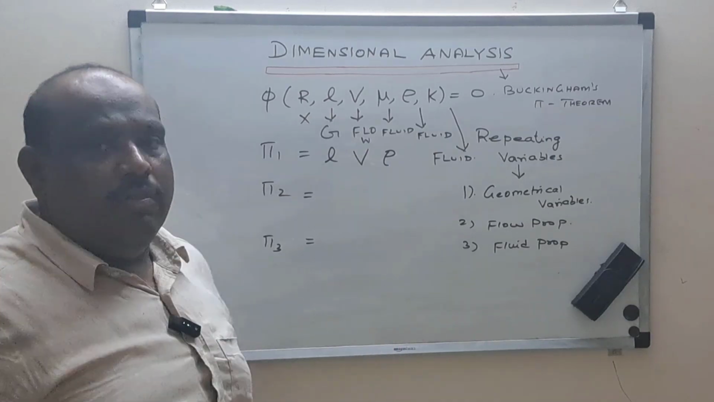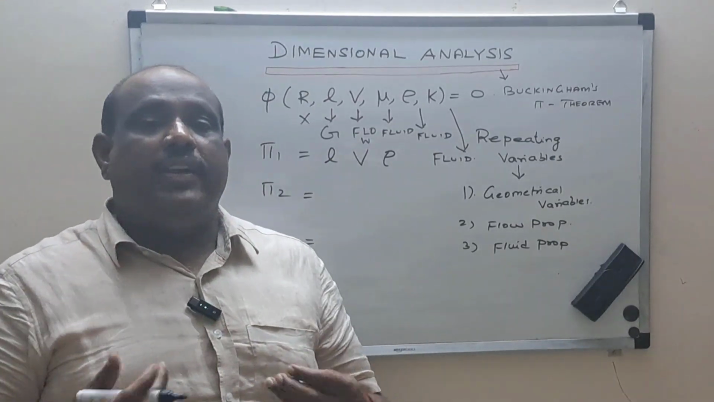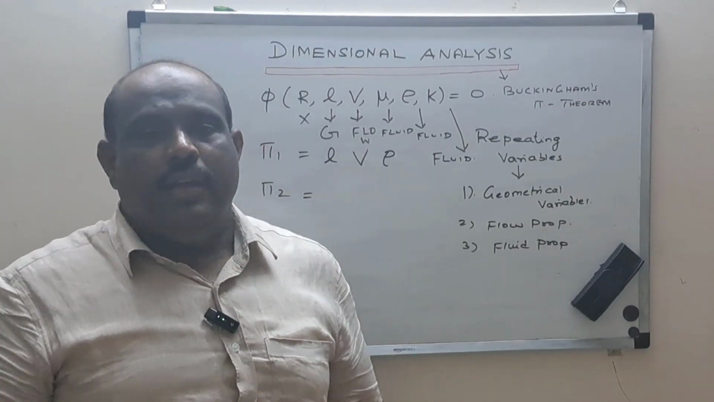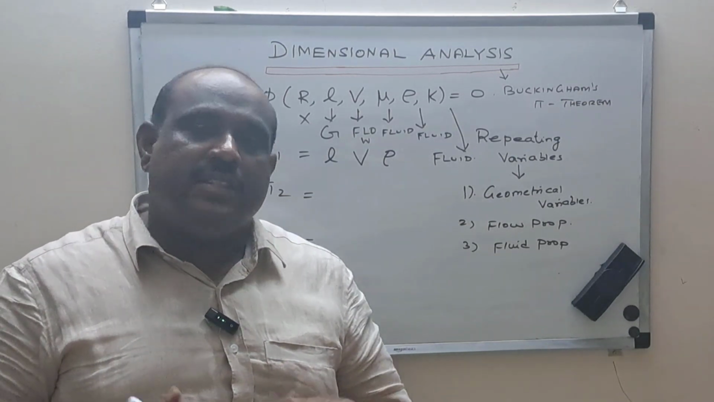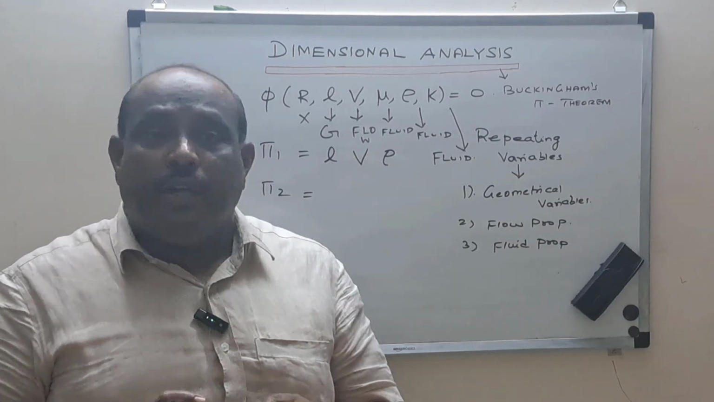You may ask a question, what if I have taken mu? Nothing wrong, you take it. Some of the students may take mu as the repeating variable and you can solve it. Some of the students may take K as the repeating variable and solve it. So there's nothing to worry.